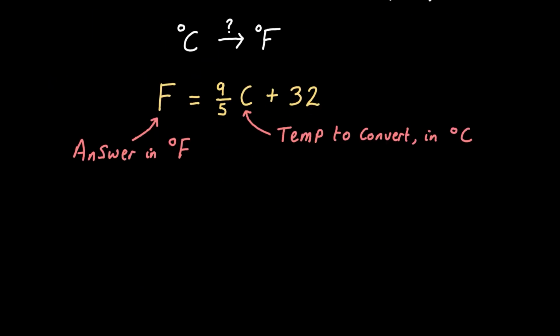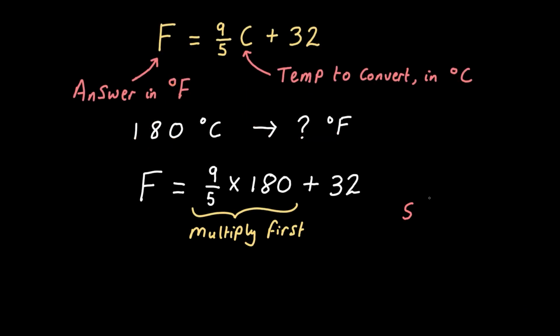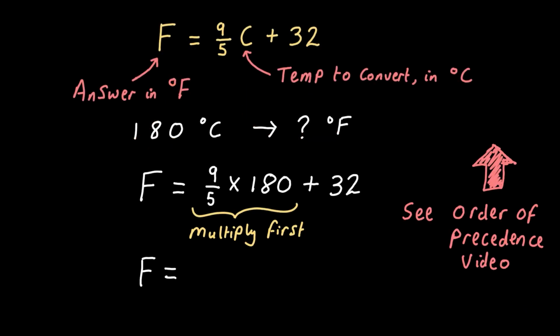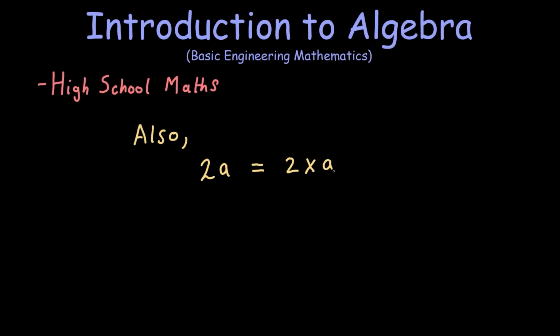This equation gives us a way to convert any temperature in degrees Celsius into degrees Fahrenheit simply by inserting our Celsius value in place of the letter C. So our value in Fahrenheit becomes 356 degrees Fahrenheit. And it's also worth noticing here that when we place two letters side by side, or a number with a letter side by side, it's simply a shorter, more concise way of saying that those numbers multiply together.